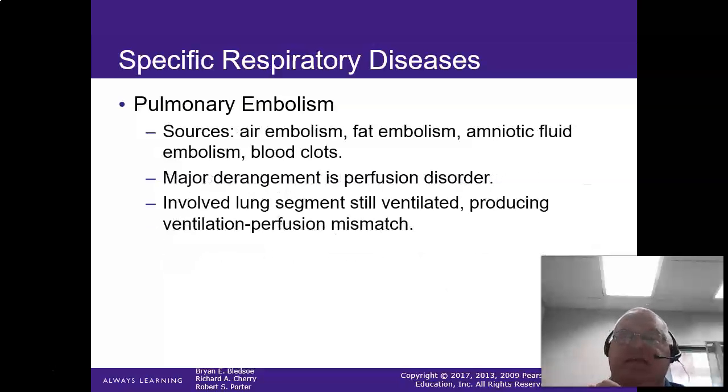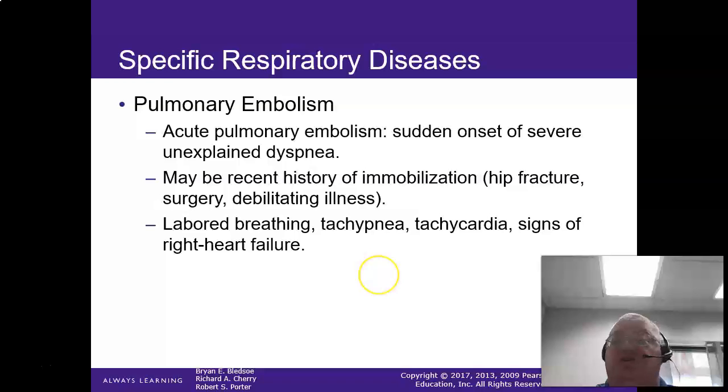Look for those things. So an air embolism, fat embolism, amniotic fluid embolism, all of these things, blood clots, these are the sources of those. And again, it is involved in the lung segments that are still ventilated, and therefore you get a ventilation perfusion mismatch, okay? Long and the short, they can breathe, but remember that the oxygen's not offloading, okay?